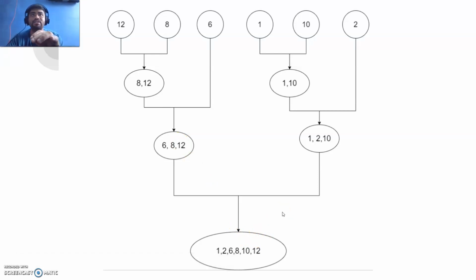I hope you have understood the topic. In the next video lecture, we'll understand the merge sort function, and we'll understand the time complexity and the space complexity of the merge sort function.